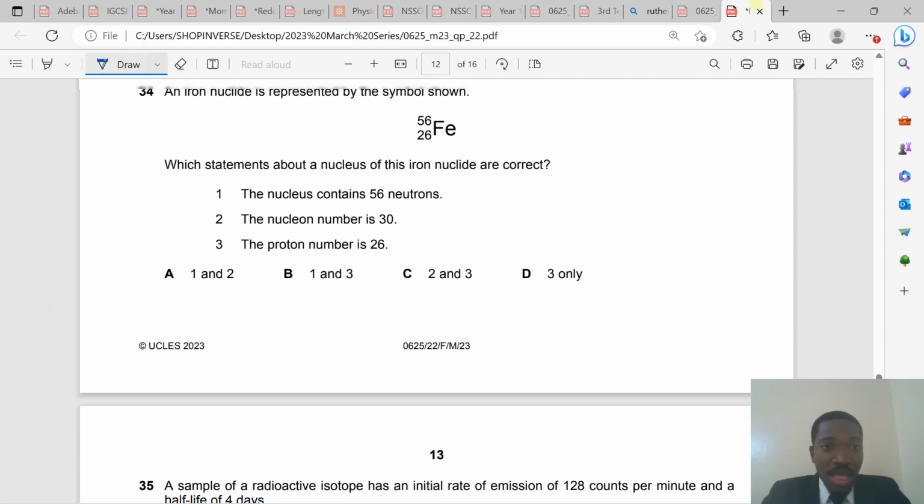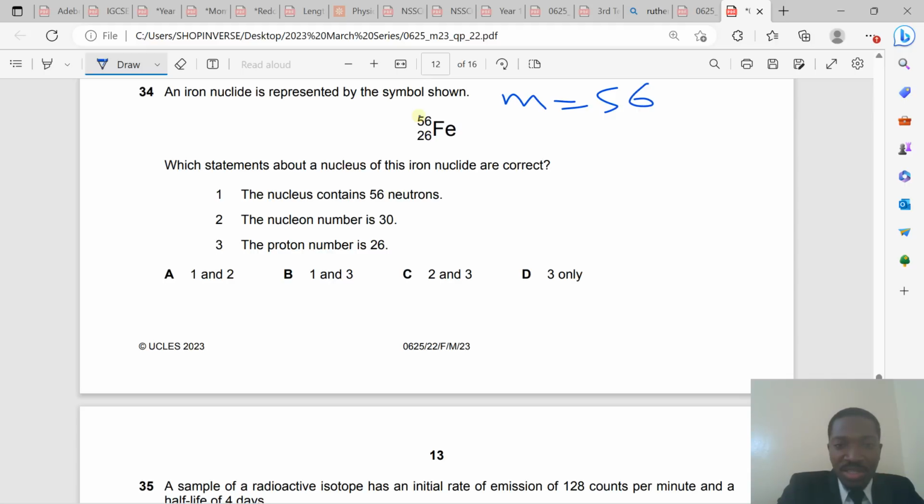Question 34. A nuclide is represented by the symbol Fe, with mass number 56 and atomic number 26. Which statements about the nucleus of the nuclide are correct? Do not forget that this 56 is the mass number, and this 26 is the atomic number. Atomic number is the number of protons. So that means the number of protons is 26. And do not forget that the mass number is the number of protons plus the number of neutrons.